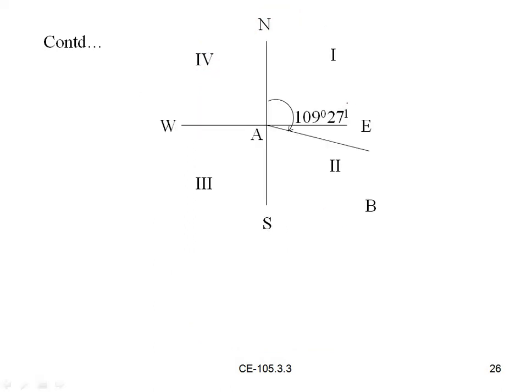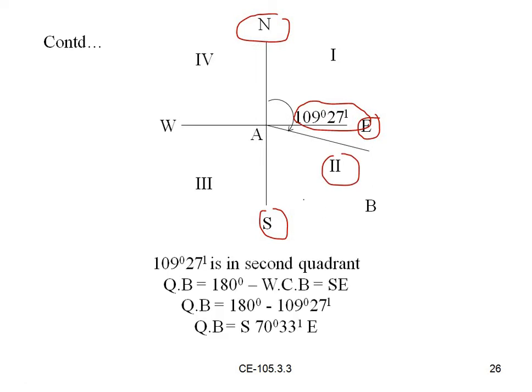Next one is 109 degrees 27 minutes. It is in between north east. No, sorry, it is not in the north east. It is in between south east, second quadrant. So quadrantal bearing is equal to 180 degrees minus whole circle bearing. That is, we will get south 70 degrees 33 minutes east. So all these examples are very important for the examinations.